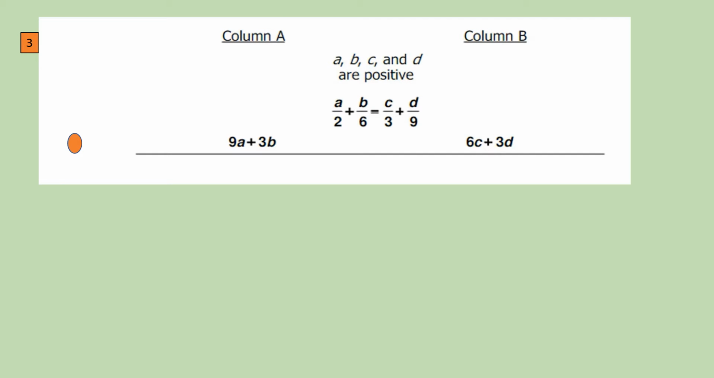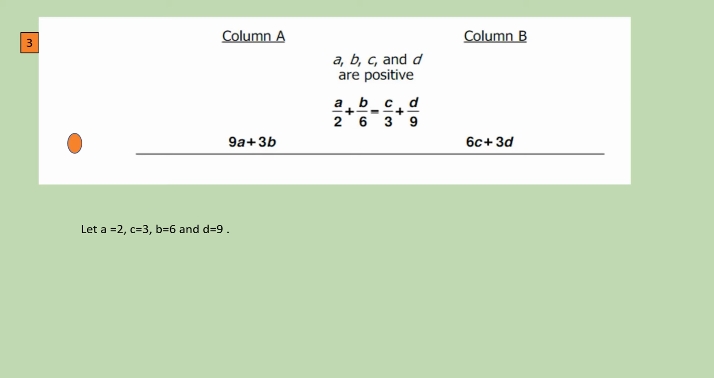We have two different columns. One is 9A plus 3B, the other one is 6C plus 3D, where A, B, C, D are positive integers satisfying the result A by 2 plus B by 6 equals C by 3 plus D by 9. We have to find out which column is greater or lesser, or whether the two columns are equal.